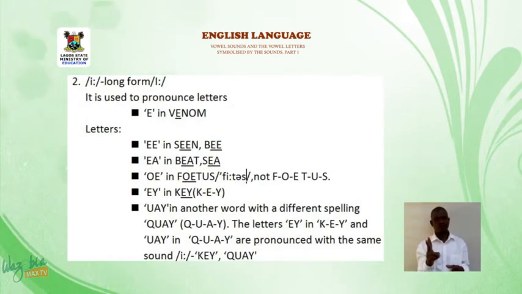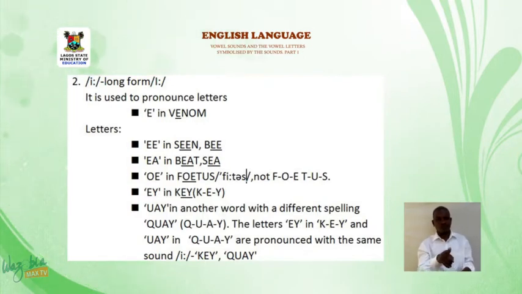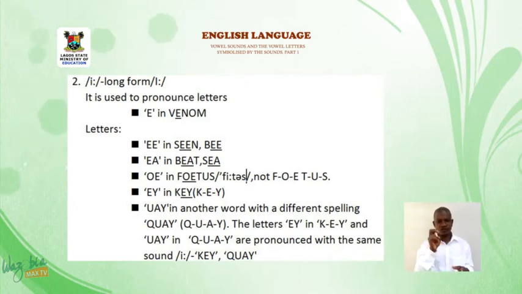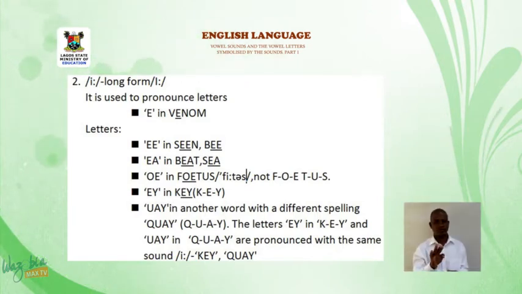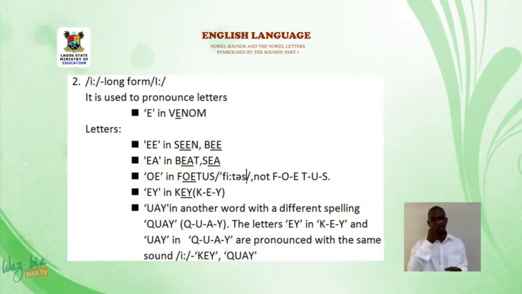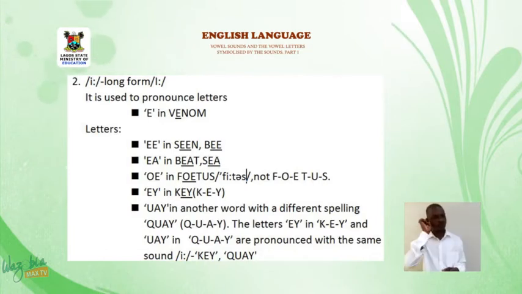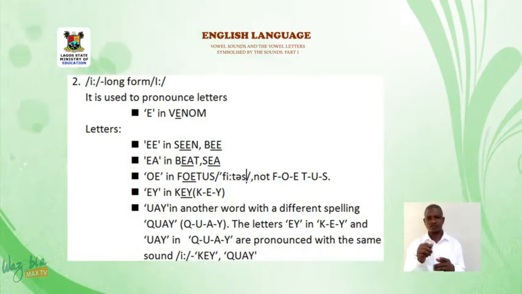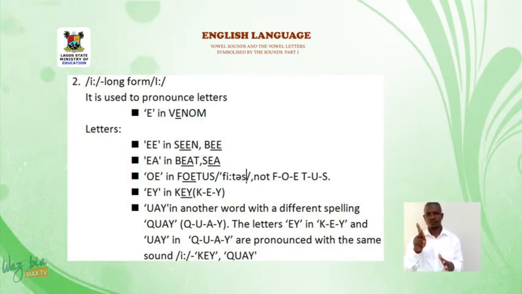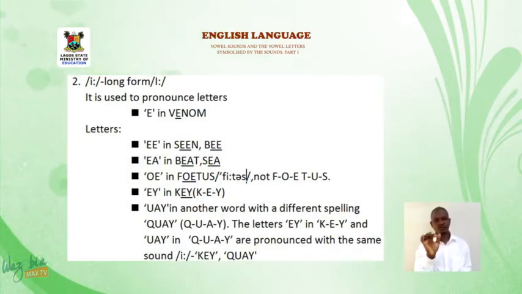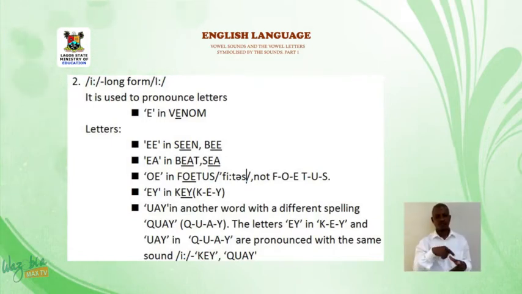Sound number two, the long form of E. It is used to pronounce letters E in venom, letters EE in seen, EA in beat, OE in fetus, not foetus, EY in key, and UAY in another word with a different spelling, quay. The letters EY in key and UAY in quay are pronounced with the same sound E. Key, key.